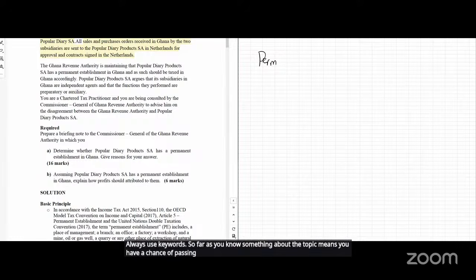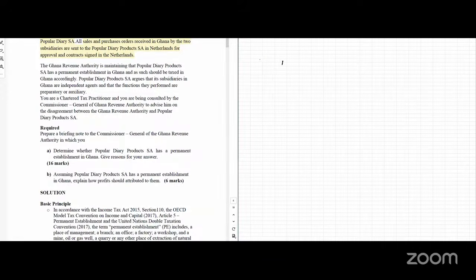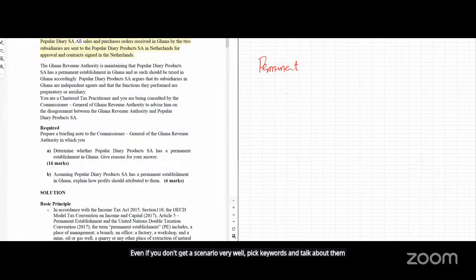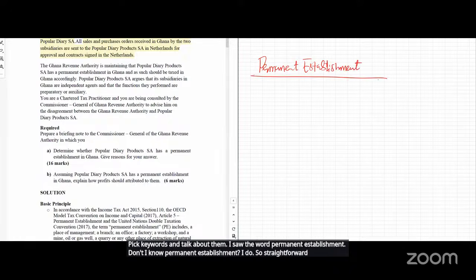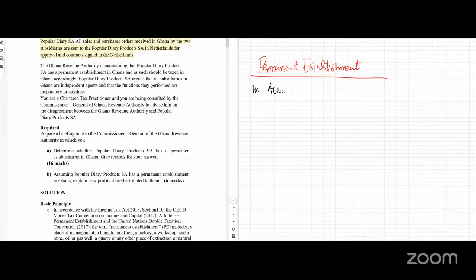Even though you don't understand the scenario, even if you don't get the scenario very well, pick keywords and talk about them. I saw the words permanent establishment. Don't I know permanent establishment? I do. So straightforward, I'll underline and say, in accordance with what?